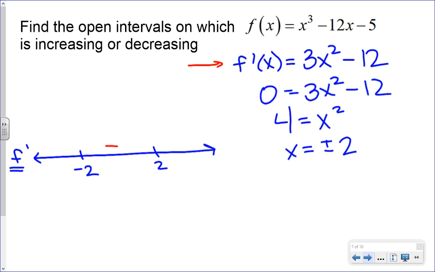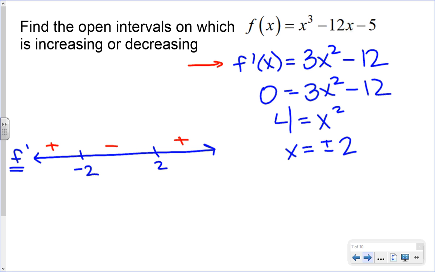Okay, how about below -2? What do you want to pick? -3, why not? So we have 3 times -3 squared would give us 27 minus 12. I don't care what that number is, but I do care that it is positive. Okay? And if we picked a number in this interval, like +3, 3 times +3 squared minus 12 will also give us a positive number. Okay? Those are calculations that you can do in your head, right? I don't need to see work for that. But I do need to see your number line with those positive and negative signs.